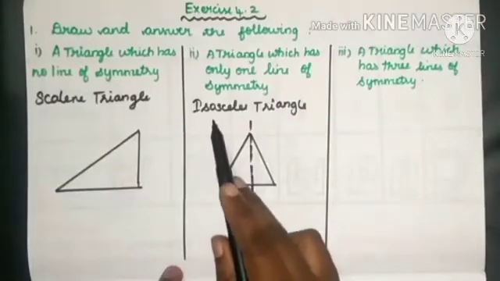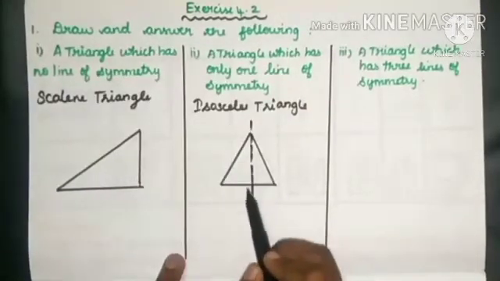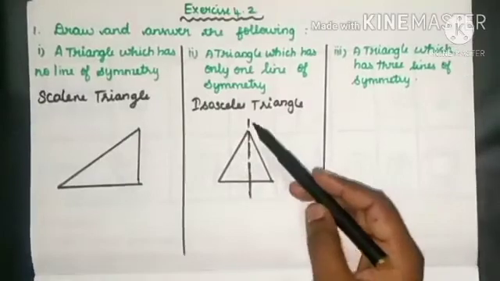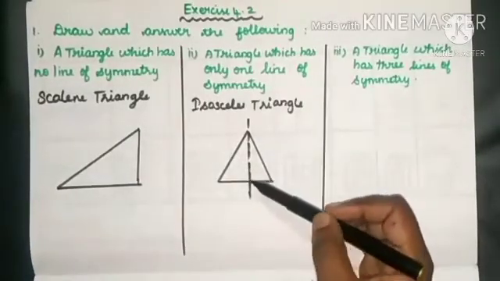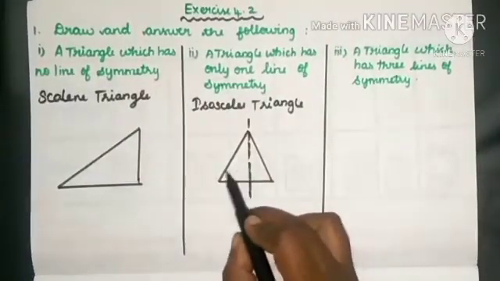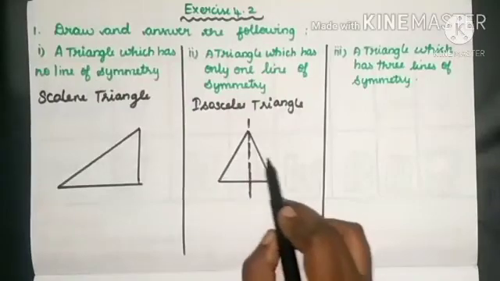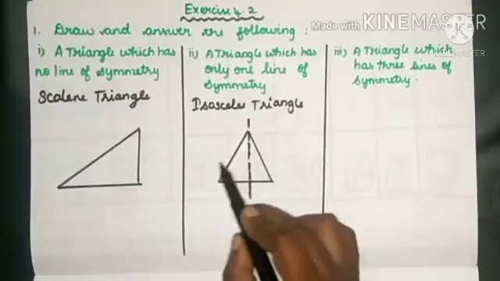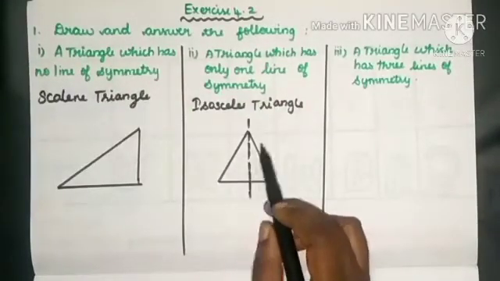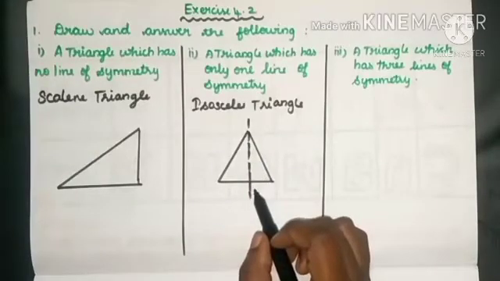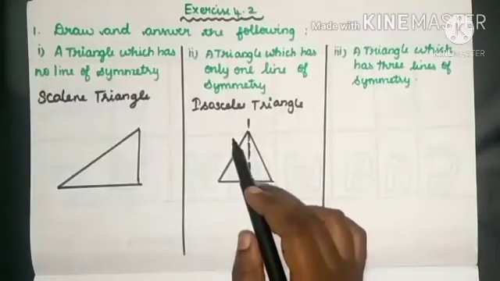See, an isosceles triangle has two sides equal and one different. If we cut it vertically, we get two equal parts. If we cut it horizontally, it will not divide into two equal parts. So there is only one line of symmetry in an isosceles triangle.